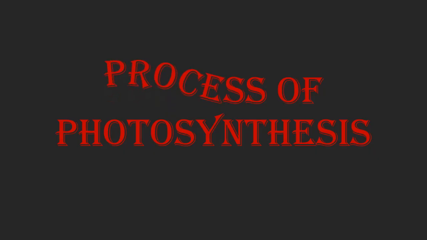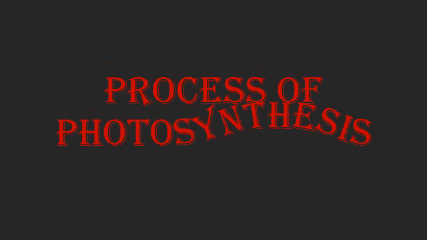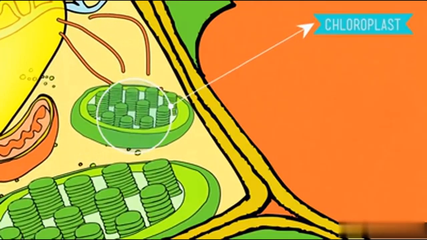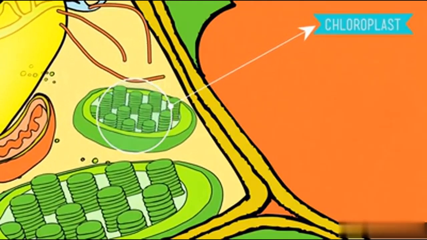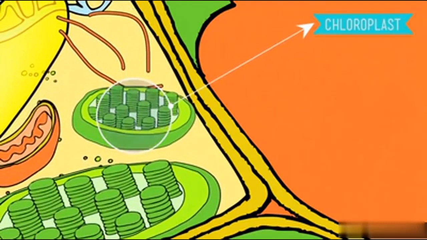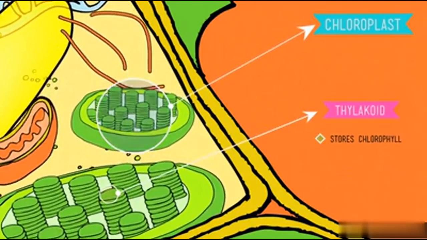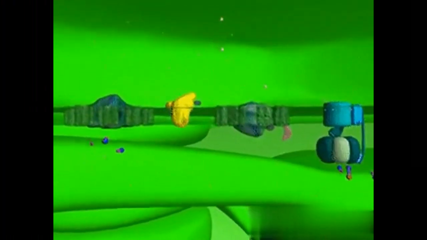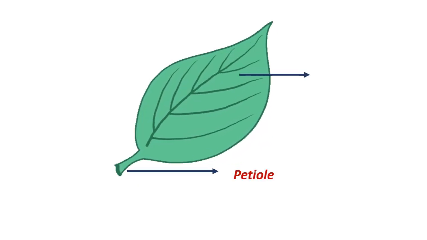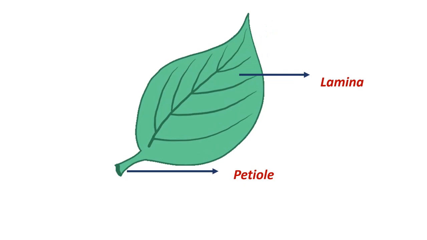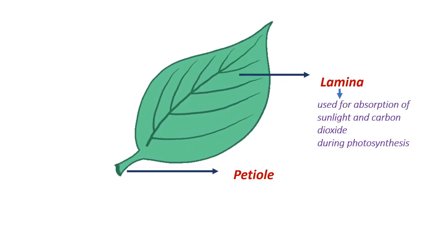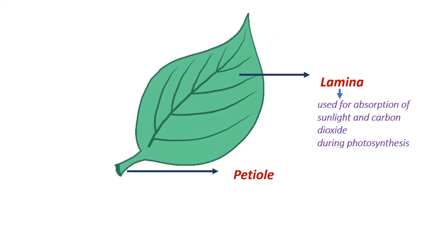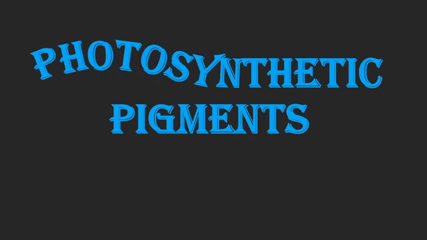Process of photosynthesis. At the cellular level, the photosynthesis process takes place in cell organelles called chloroplasts. These organelles contain a green colored pigment called chlorophyll, which is responsible for the characteristic green coloration of the leaves. As already stated, photosynthesis occurs in the leaves, and the specialized cell organelle responsible for this process is called the chloroplast. Structurally, a leaf comprises a petiole, epidermis, and a lamina. The lamina is used for absorption of sunlight and carbon dioxide during photosynthesis.